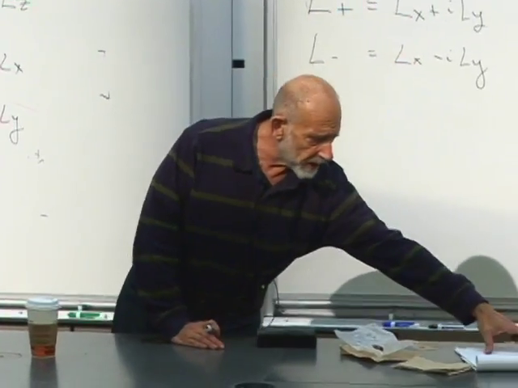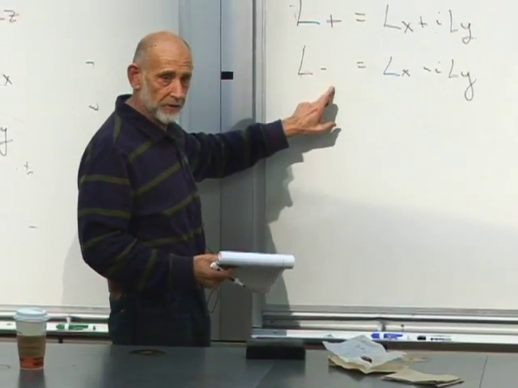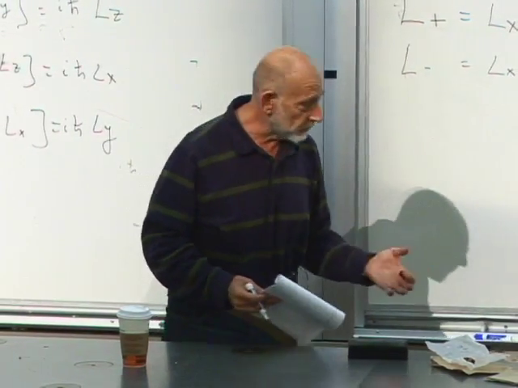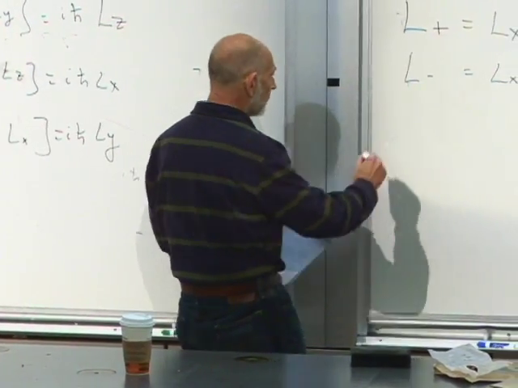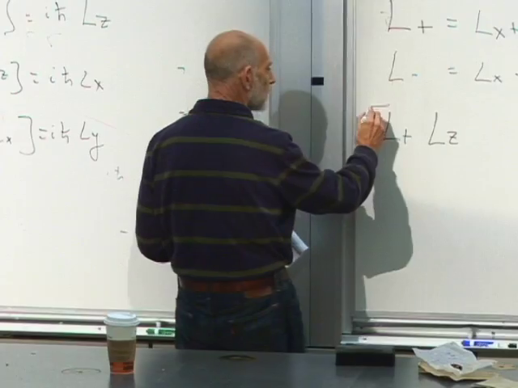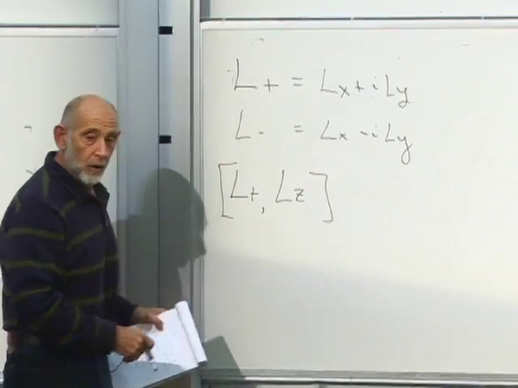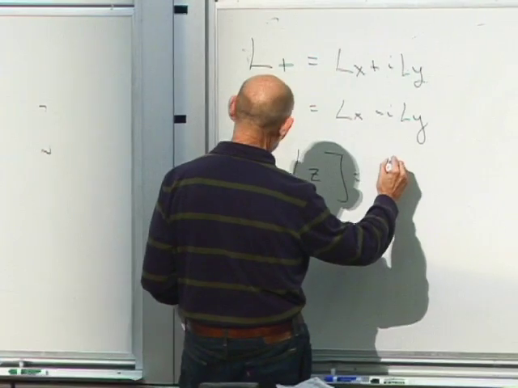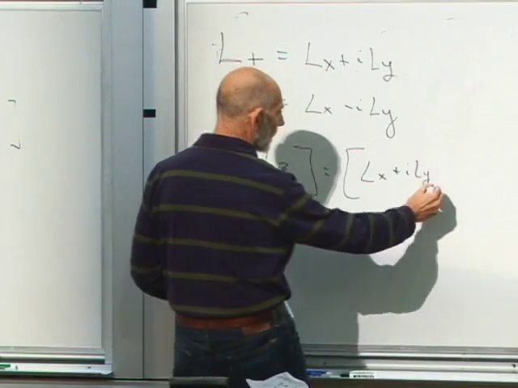What I want to calculate, I'm not interested for our purposes in the commutator between LX, L plus and L minus. I'll tell you if you want to work it out. It's proportional to LZ. But no, that's not our interest right now. I want to work out the commutator of L plus with LZ. You'll see why as we go along. So we want L plus with LZ, also L minus with LZ, but let's do L plus with LZ. So this is equal to the commutator of LX plus ILY with LZ.